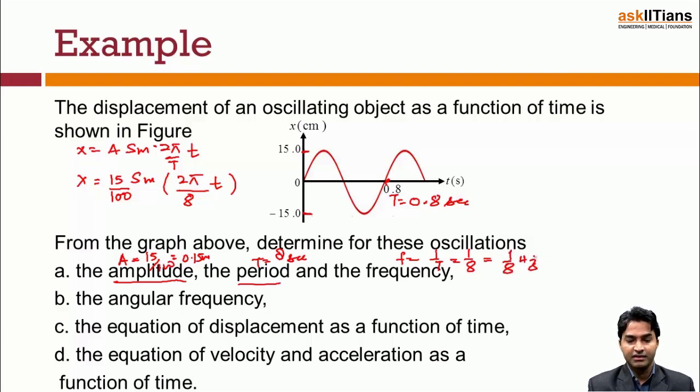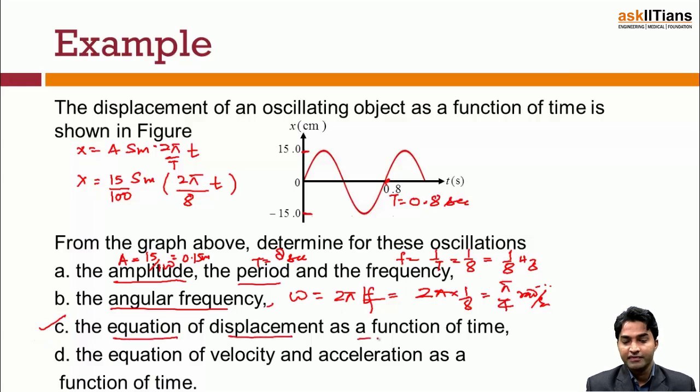Angular frequency is actually omega equal to 2 pi into frequency, so we can say 2 into pi into 1 by 8, that is pi by 4 radian per second. So they are talking about angular frequency, it would be radian per second. Now part C, the equation of the displacement as a function of time t.